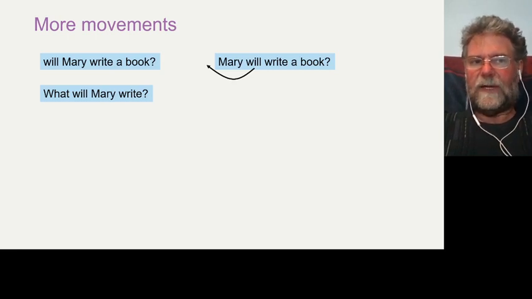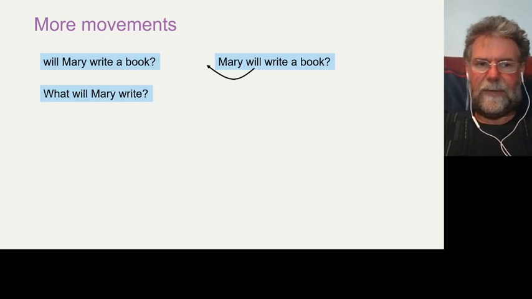Note, here we've got an instance of inversion. So the will is in front of the subject. Mary is the subject, the one doing the writing. And will has been inverted with it and is at the front of the sentence.